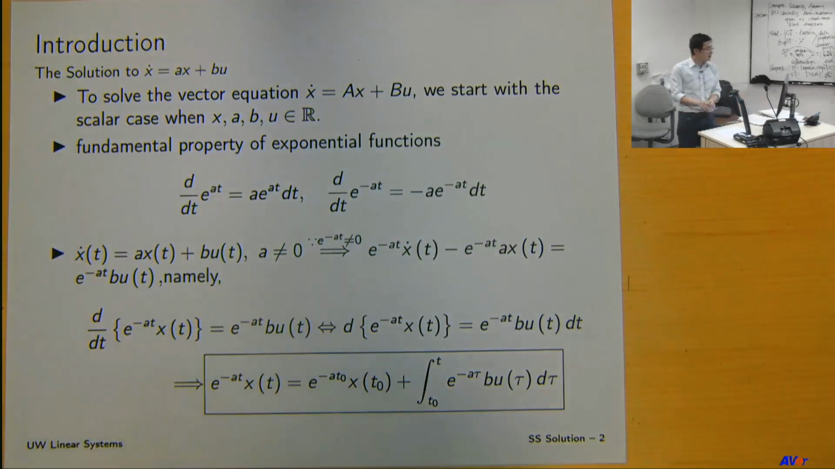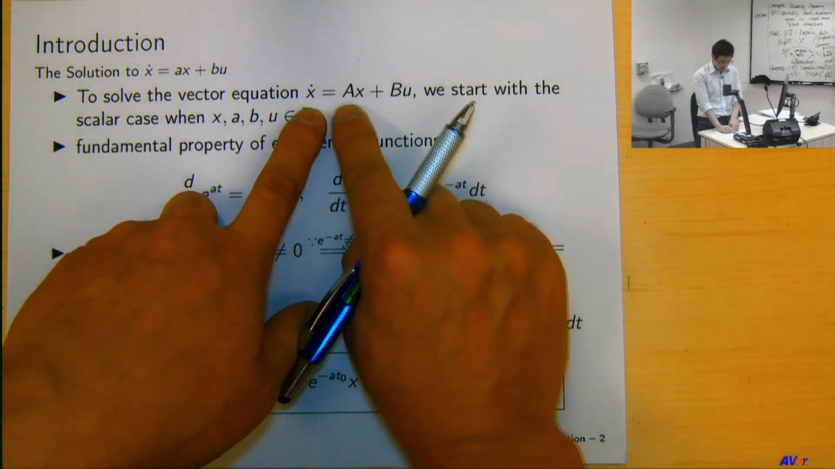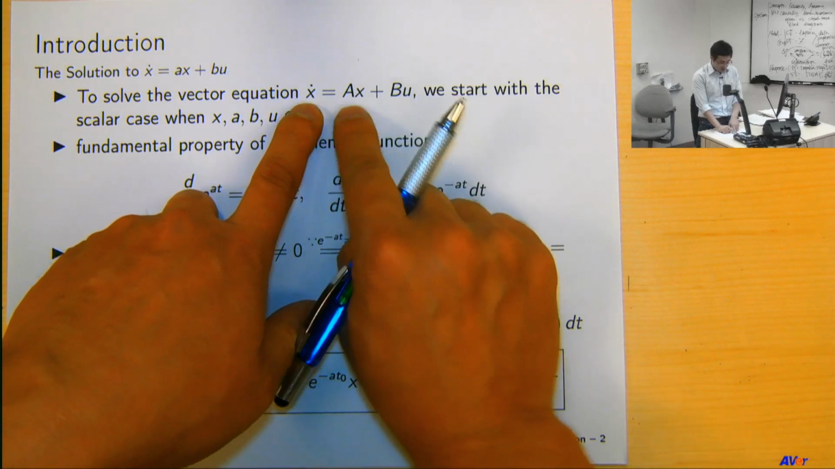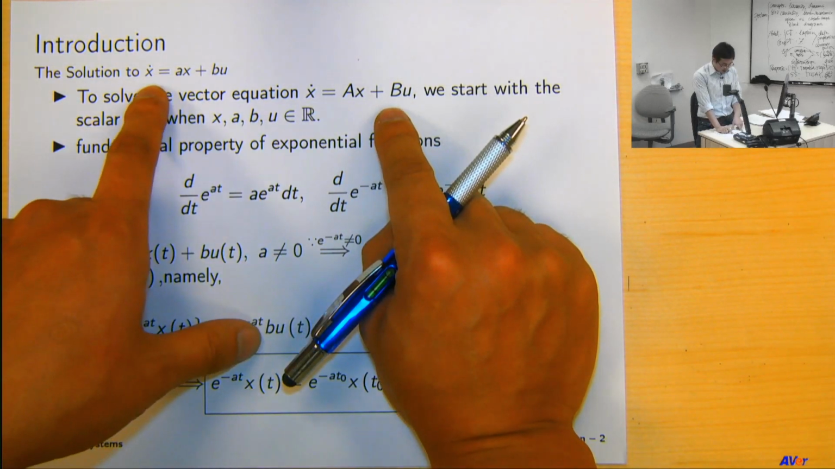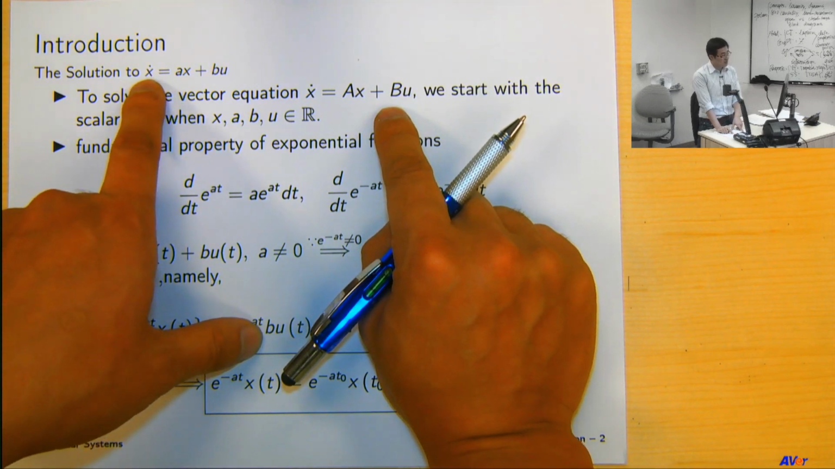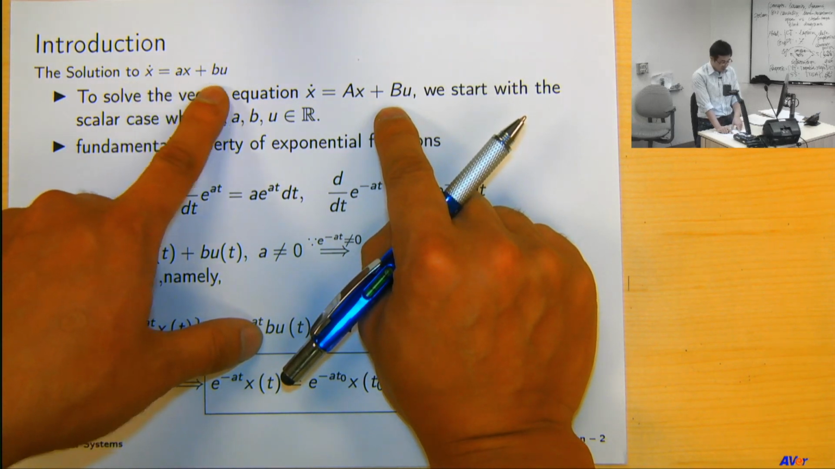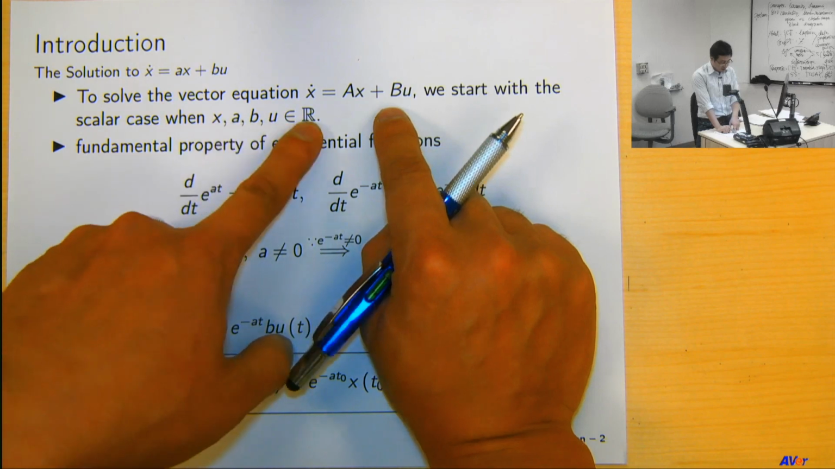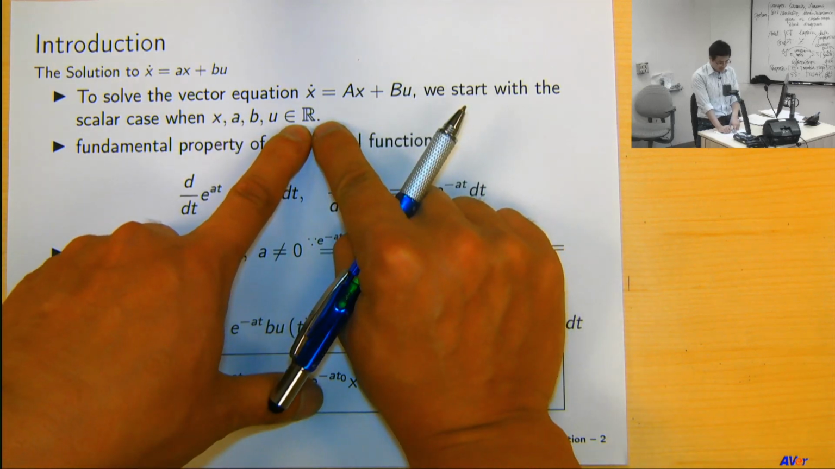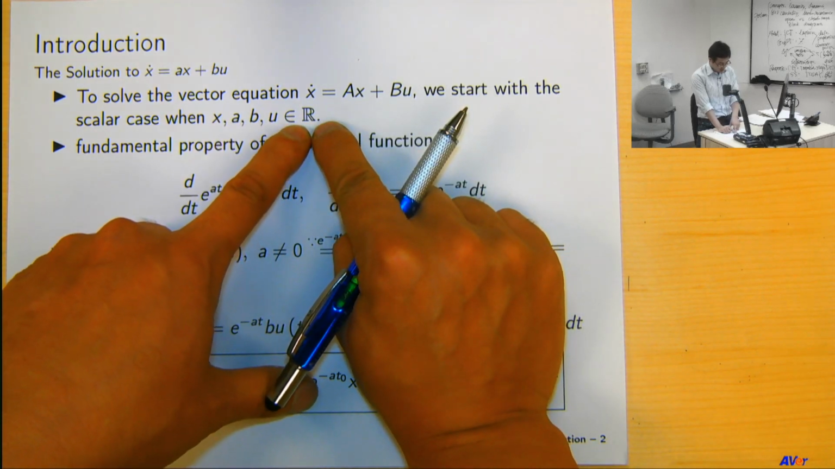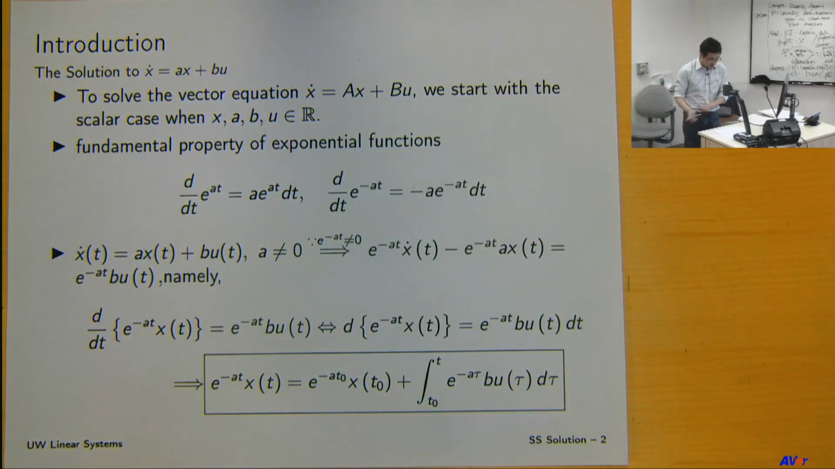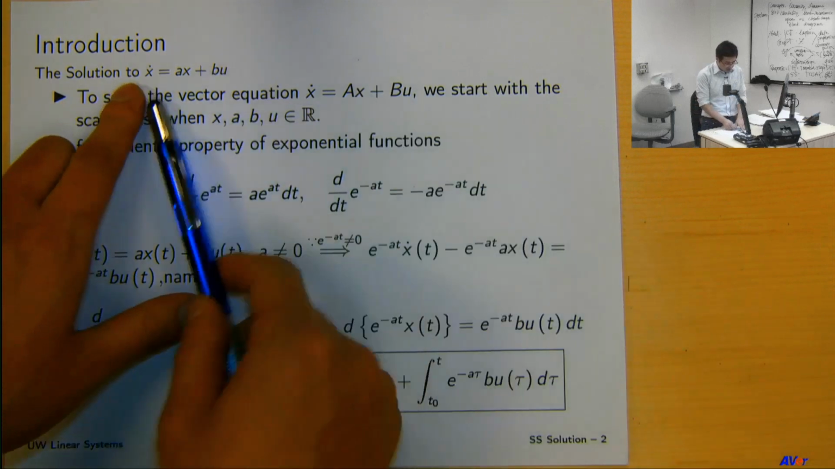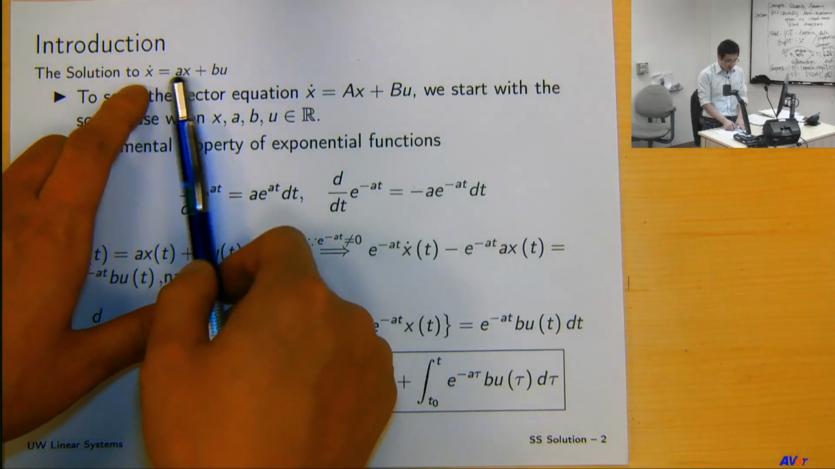If I want to solve a vector equation, x dot equals Ax plus Bu, let's revisit what we can have for a scalar case, x dot equals ax plus bu, where these coefficients are all real and scalar. Here's the interesting observation that's key for this set of analysis. Think about what we are doing here.